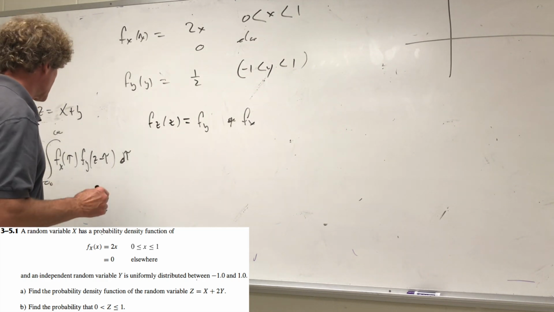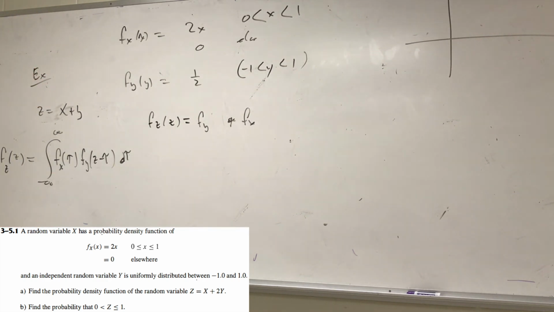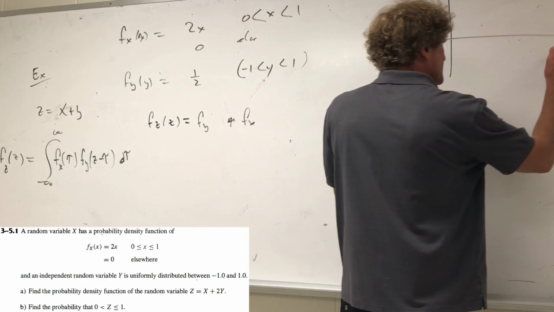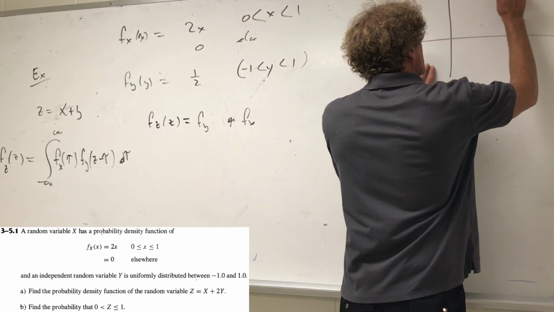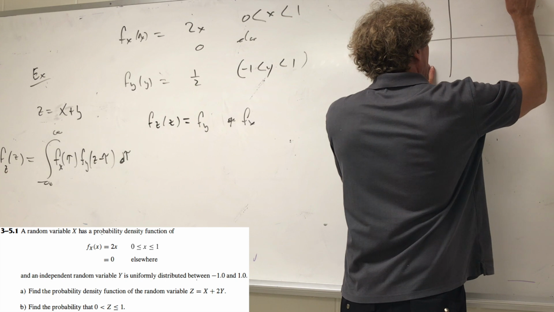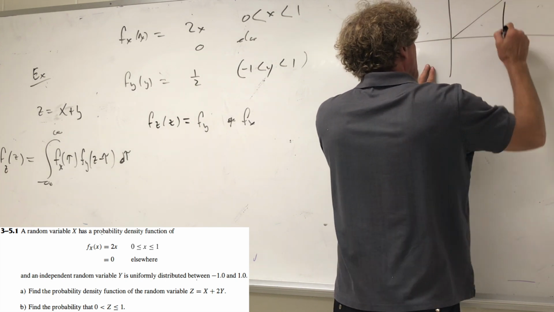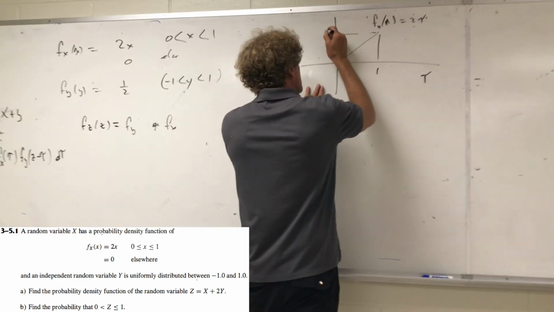Okay, if you look at this one the way I do it, you have to pick one function to actually sketch versus the argument tau, and I'm going to pick this one, f of x. With me? So that one, f of x, is 2x from 0 to 1, but I'm going to take it versus tau. So my function f x of tau is 2 tau here, and that's just a straight line. At 1, the height is 2. Correct, class?